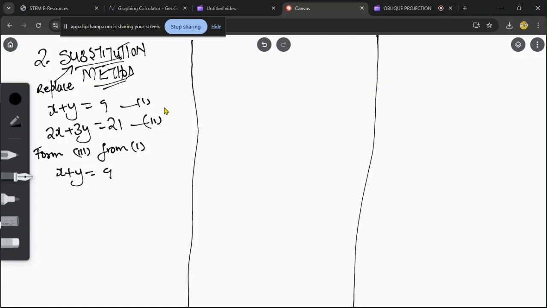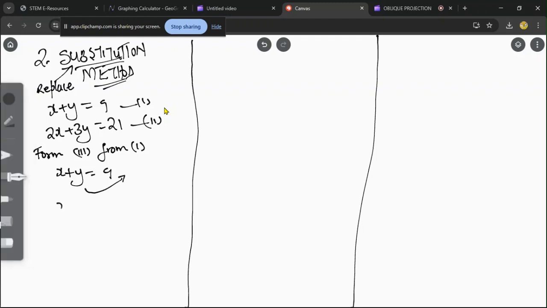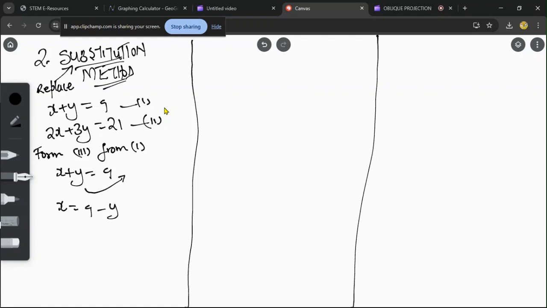So just remain with one of the letters on one side. Let me remain with x. Take this one to the other side. So on the other side, I'll say x is equals to 9. This was plus, so when it goes to the other side, it will be minus y. So this becomes equation 3. I've used equation 1 to form equation 3. So I now have the value of x: the value of x is 9 minus y.